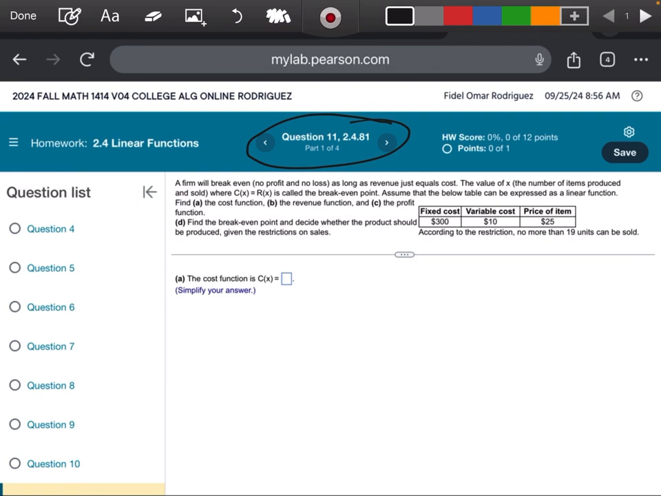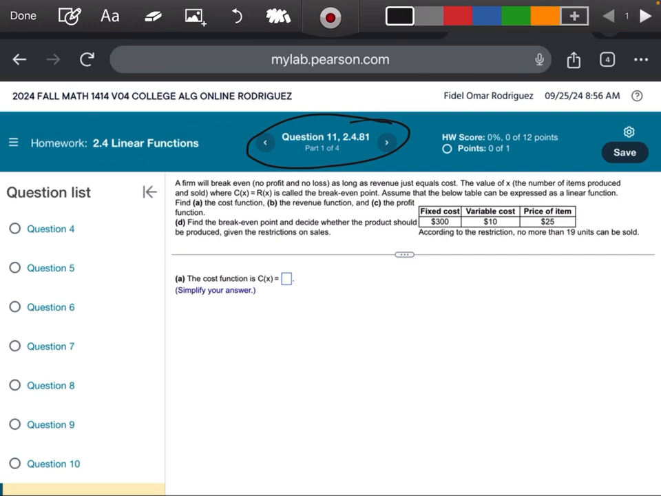It says a firm will break even, no profit or no loss, as long as the revenue is equal to the cost. The value of X, which is the number of items produced and sold, where C of X is equal to R of X, is called the break-even point. It says assume the below table can be expressed as a linear function. Find A, the cost function, B, the revenue function, and C, the profit function. And then find D, the break-even point, and decide whether the product should be produced, given the restrictions on sales.